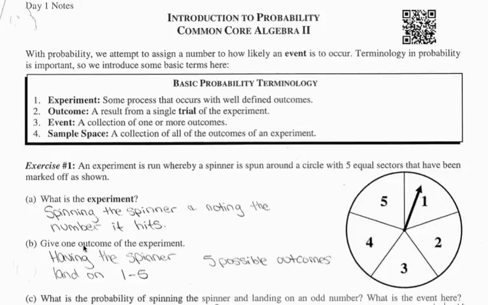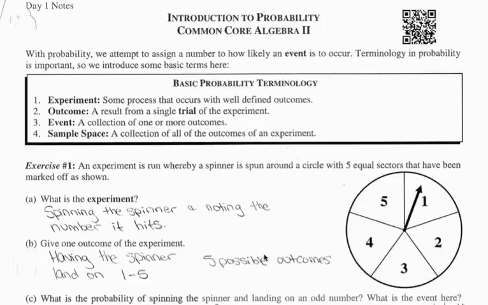So to give one outcome of the experiment would be to have the spinner land on any one of the numbers 1 through 5. So on your paper you can write having the spinner land on 1, having the spinner land on 2. That tells me that there are 5 possible outcomes because there are 5 different numbers on the spinner.